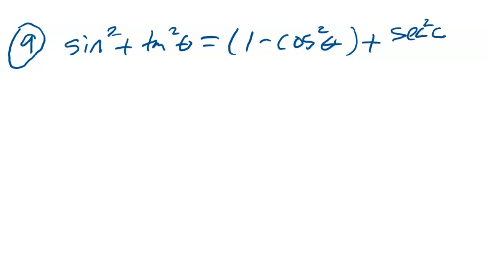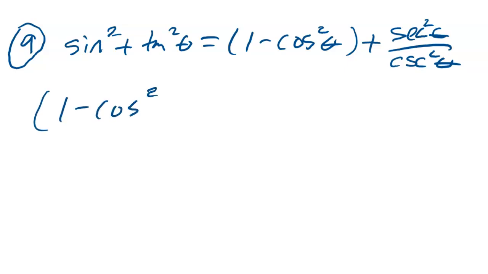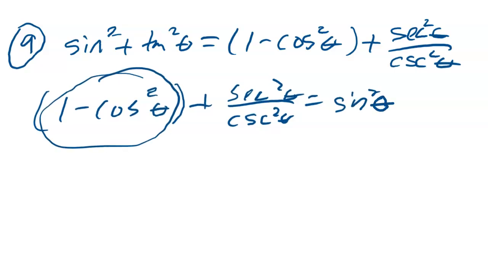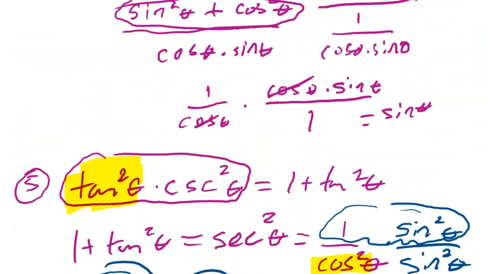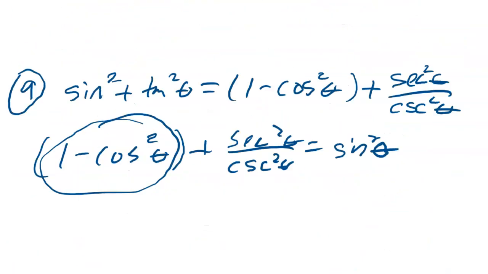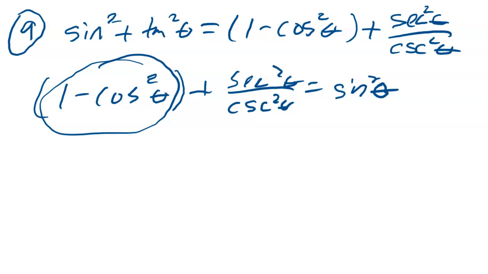Secant squared theta over cosecant squared theta. I feel like we did this one. Okay, I'm starting with the right-hand side. So I get 1 minus cosine squared theta plus secant squared theta over cosecant squared theta. It turns out that 1 minus cosine squared is sine squared theta. I have it here as one of my Pythagorean identities to know. If you forget, just make sure you plug in that cosine squared plus sine squared is equal to 1.